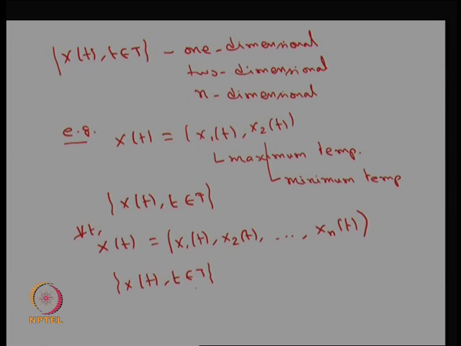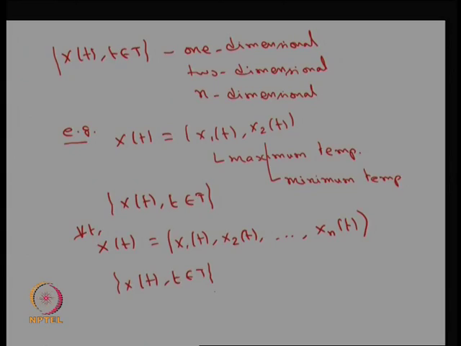That means you can go for making a one dimensional random variable, then you have a collection of random variables forming a one dimensional stochastic process, or you can have a two dimensional one, like that you can have an n dimensional stochastic process. In the course, what we are going to discuss is always a one dimensional stochastic process.